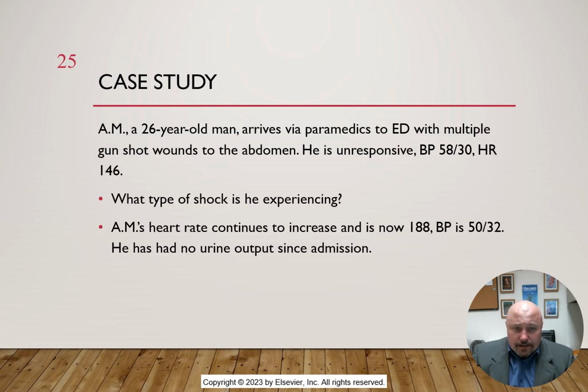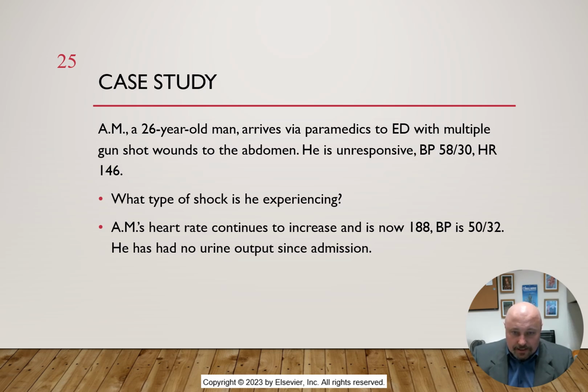In our first case study, AM, a 26-year-old man, arrives via paramedics to the ED with multiple gunshot wounds to the abdomen. He is unresponsive with a blood pressure of 58/30 and a heart rate of 146. What type of shock is he experiencing? With this much bleeding, hypovolemic.